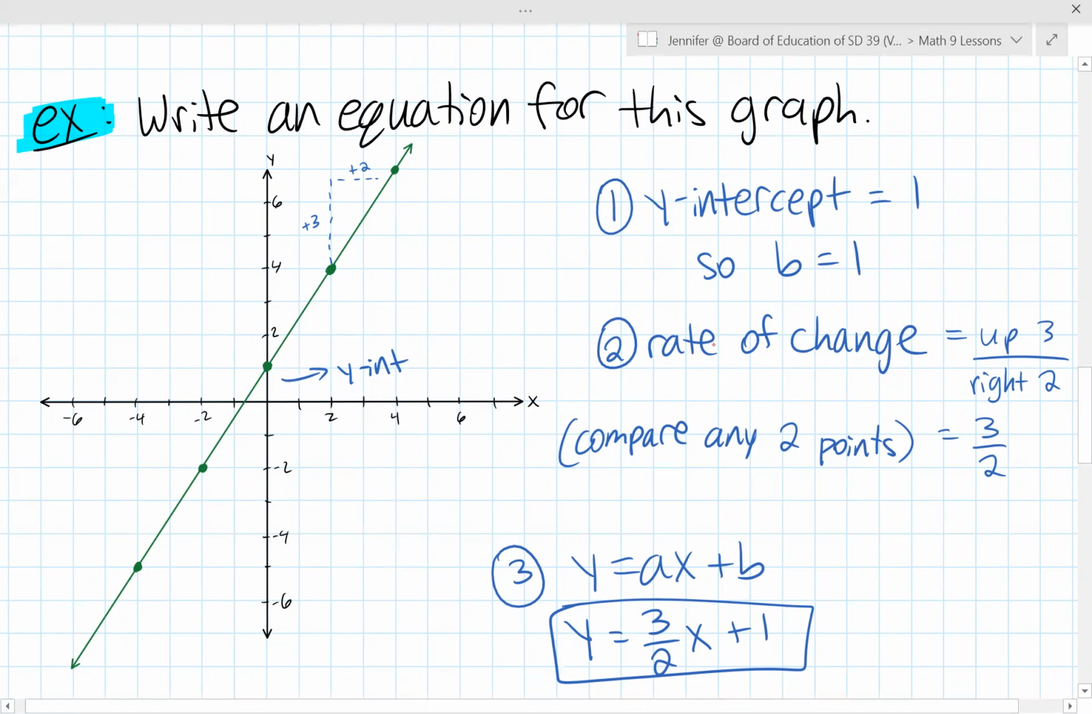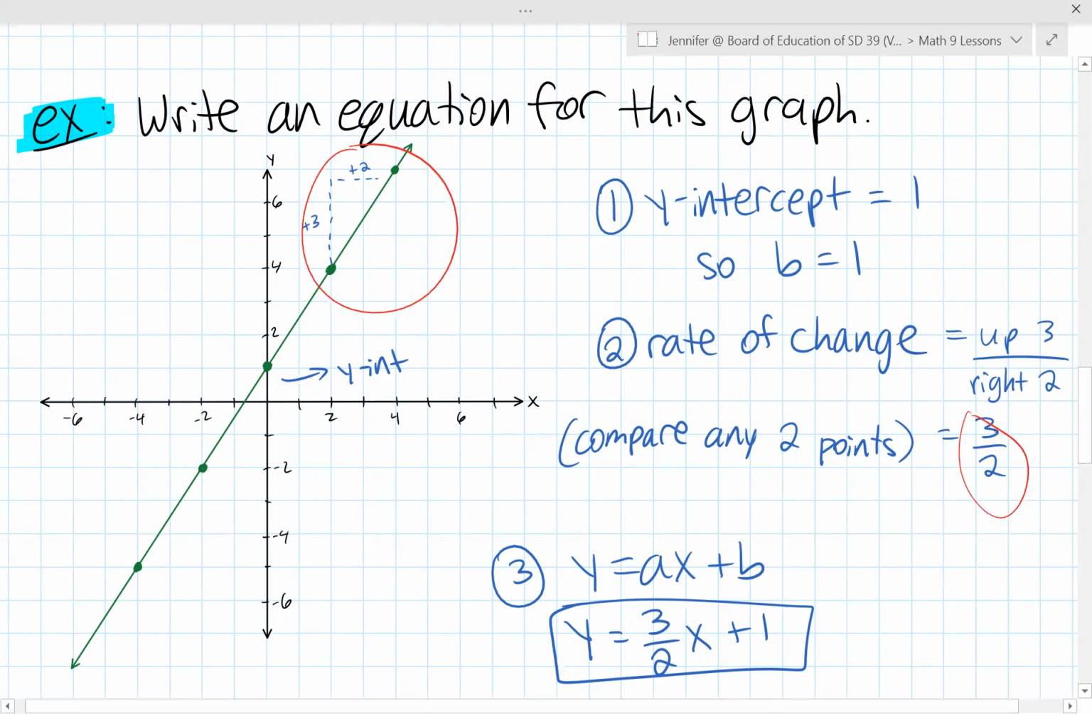Next, we have to find the rate of change. You can pick any 2 points and compare the distance between them. So I just picked these 2, but it doesn't matter which ones you pick. So going from the bottom point to the higher up point, we traveled up 3. So the up point is going to go on top, whether you're going up or down. And then we traveled to the right 2.